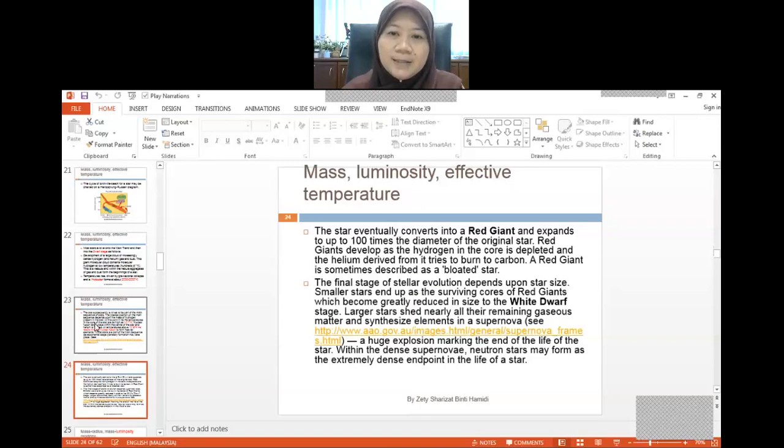Then we move to the white dwarf. But there is also a process where the star will move to the supergiant. In the case of the white dwarf, it will reduce in size, and we can see how the stars shrink quite quickly. There is also a transformation process where the mass goes out from the star, and it synthesizes the elements in the supernova. Then there is the next process, which we call a huge explosion, which means this is the end of the life of the star. But it is not just the end of the star; it will form neutron stars, or it will form other forms that we do not know about after that.